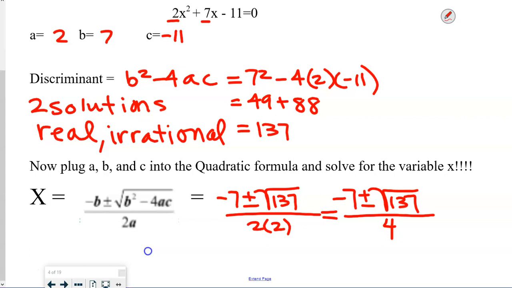And that one can't be simplified any more than that. Just kind of watch for that b and anything that's out in front of that radical to see if you can simplify.